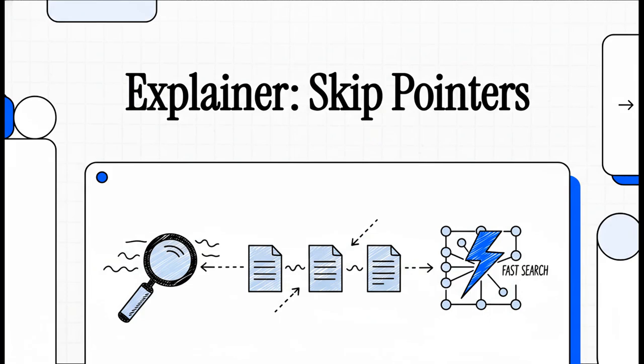Have you ever wondered how a search engine can sift through billions of documents and find exactly what you're looking for in like a fraction of a second? It feels like magic, right? Well, it's not. It's actually a really clever trick that's been around since the 1970s. So let's pull back the curtain on the secret shortcut behind superfast search, skip pointers.